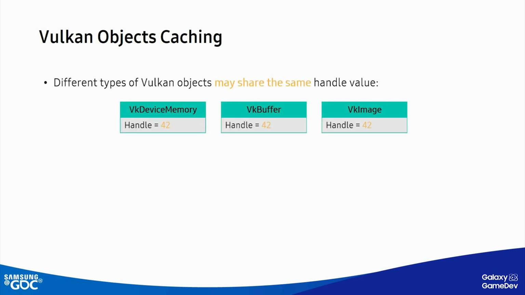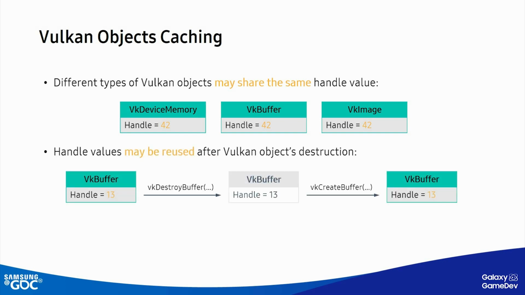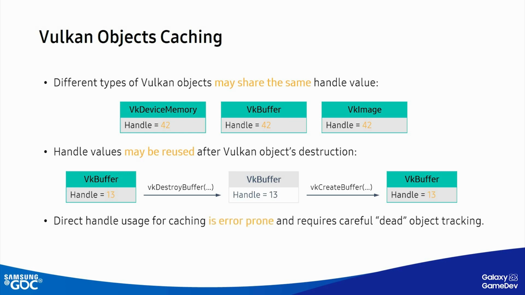According to the Vulkan specification, different objects may share the same handles. Here you can see a memory buffer and image object all have the same value. But what's more important is that these handles can be reused after an object is destroyed. Here, buffer 13 was destroyed, then another buffer was created with the same handle. So if you use handles for caching, you need to be very careful and remove all dead entries. Additionally, this dead object tracking may have such a high CPU overhead that it will make the cache inefficient.